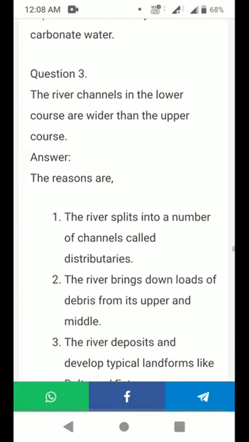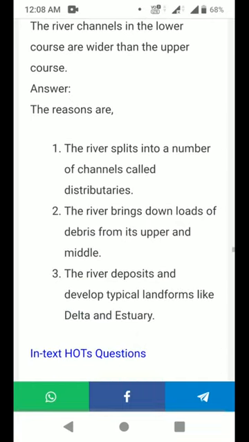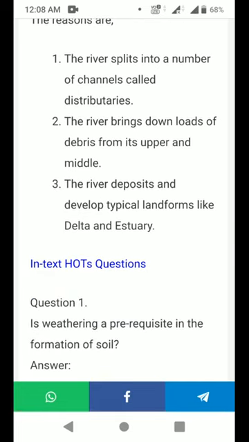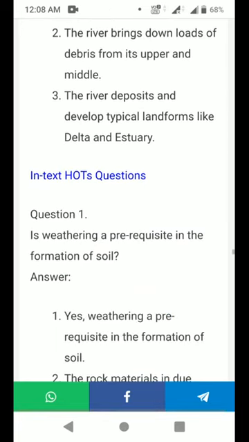The reasons are that the river splits into a number of channels called distributaries. The river brings down loads of debris from its upper and middle course. The river deposits develop typical landforms like delta and estuaries.